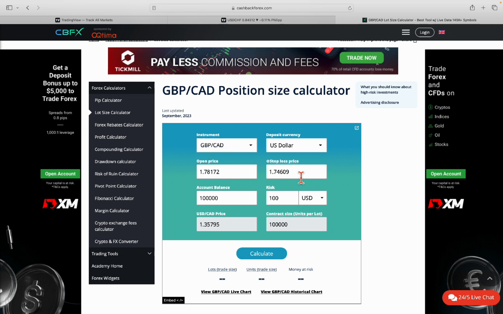the stop loss price. So let's say you know where you want to put your stop loss, you just put it right here. If you also want to put the pips, that is from the entry to the stop loss, you also put it here. Let's say our pips is 50 pips.